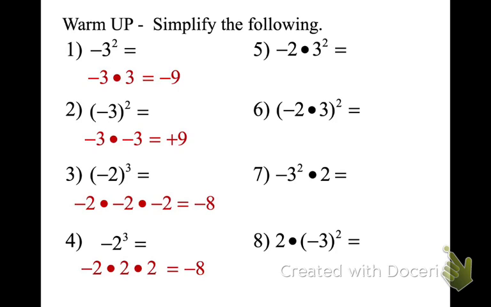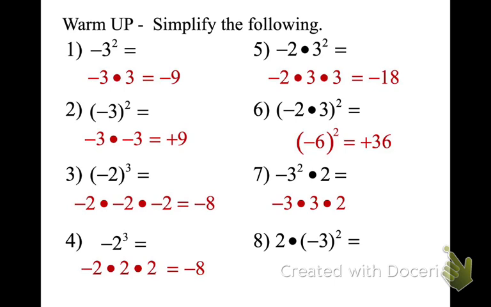The next one we simplified to negative 2 times 9, which is negative 18. And here we have to simplify inside, which would make it negative 6 squared is negative 36. The whole, it's negative 6 times negative 6. Now remember, on the next one, it's going to be negative 3 times 2. So it's negative 9 times 2 is negative 18. And the last one would be 2 times 9, which is positive 18. Negative times negative makes a positive.